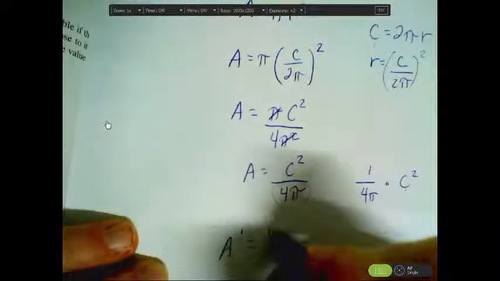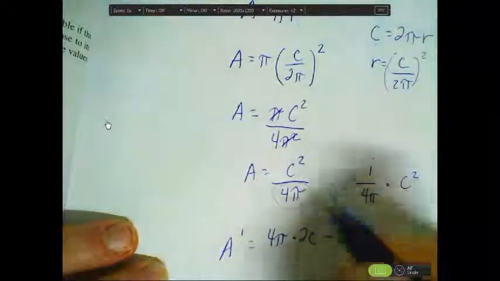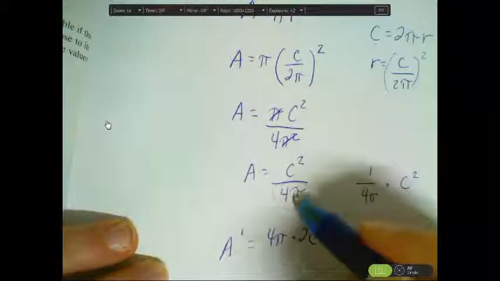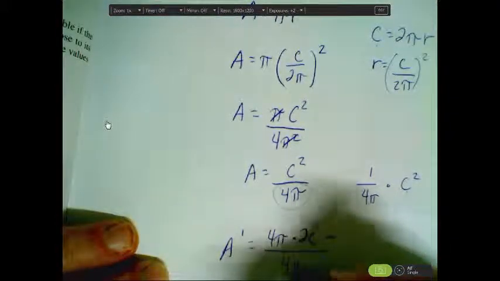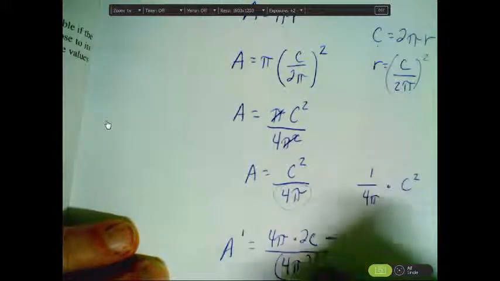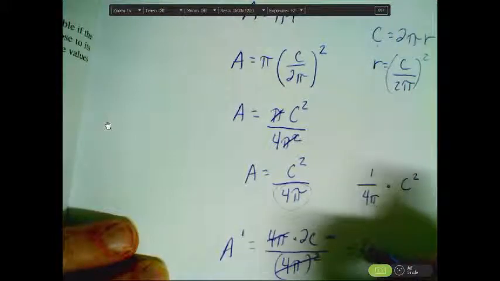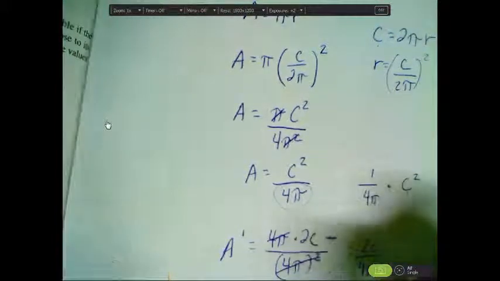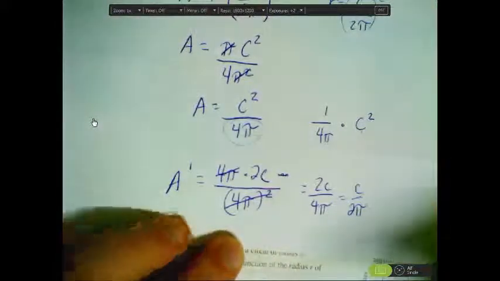So low d high minus high d low, which is 0, because derivative of the bottom is 0, all over low low. So one of these crosses off with one of these, and I end up with 2c over 4 pi, which reduces to c over 2 pi. And we can talk about units in a minute.